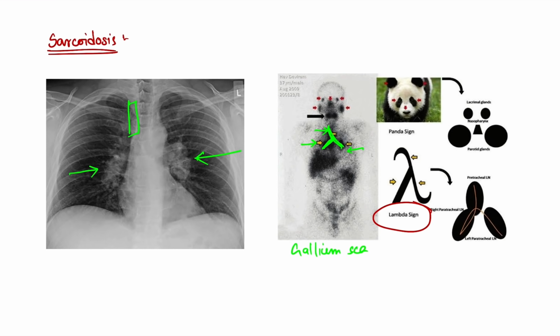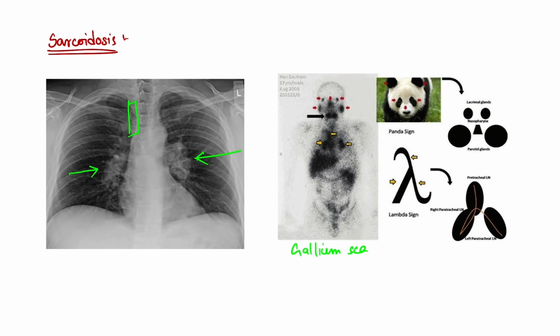Also the lacrimal, see here, lacrimal glands and salivary glands are also showing uptake. So this is looking like a panda. So this is called the panda sign. This is the panda sign and this is the lambda sign. Okay, clear? Is it clear? So panda sign and lambda sign.